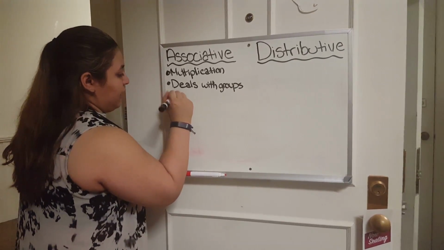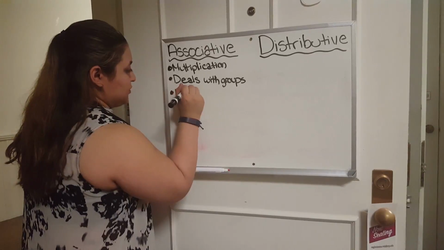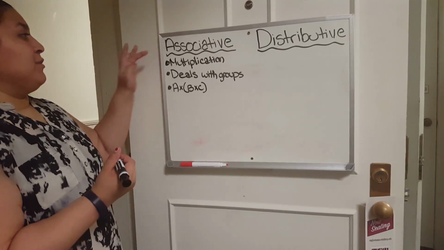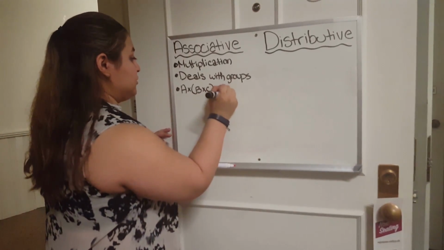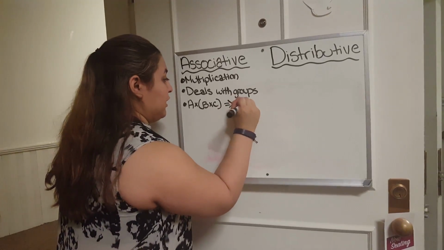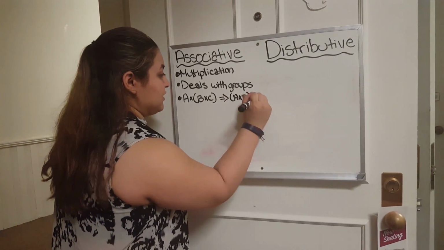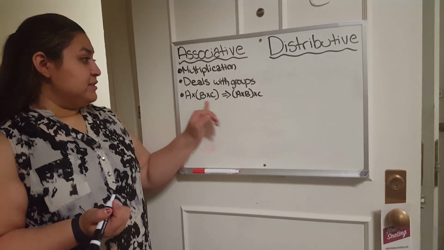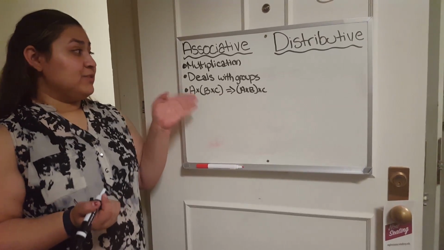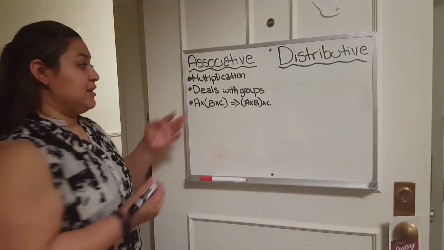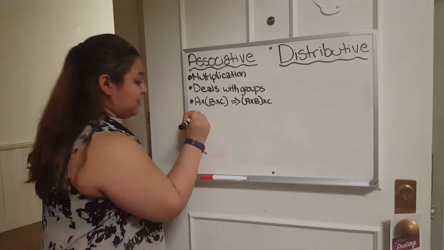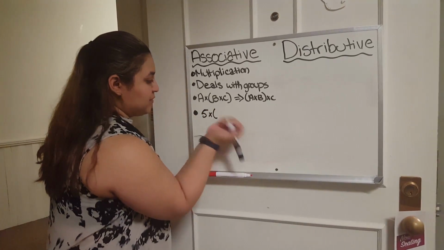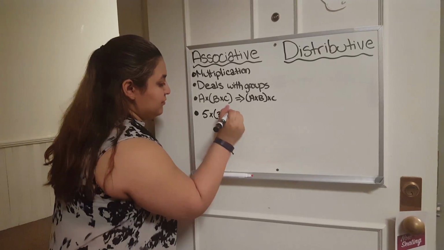So for example, if we have A times parentheses B times C, if we're going to be using the associative property of multiplication, it's going to change to parentheses A times B, close parentheses, times C. So one thing to notice with this is that the numbers, or in this case the letters, will not change. The only thing that will change is the grouping, or the parentheses in this case. So a problem that we can do with that would be something like 5 times parentheses 3 times 7.